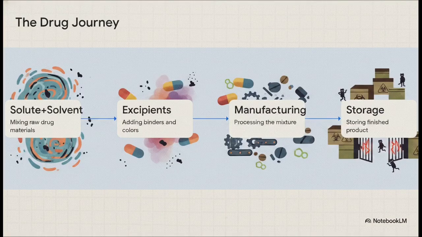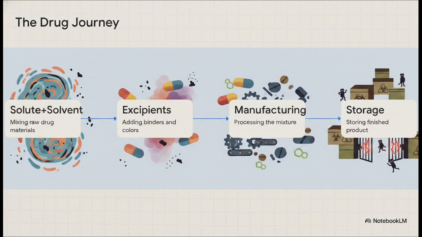The wild thing is, at literally every single step of this process, there's a vulnerability for an impurity to sneak in. First, you mix your raw drug material with your solvent. Then you add excipients. These are the extra bits like binders to hold a tablet together, coloring agents, or flavoring just to make it taste better. Next is the actual manufacturing method, like wet granulation, where big machines process the mixture. And finally, the finished product goes into storage.